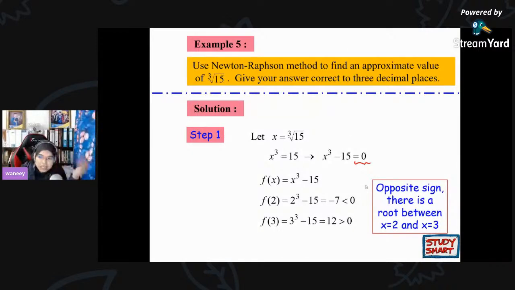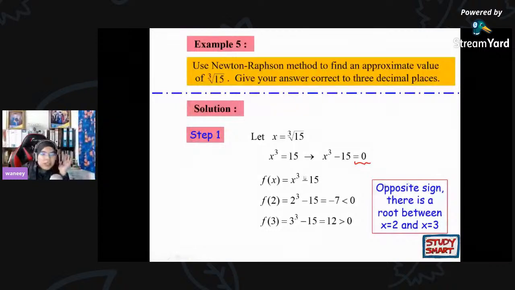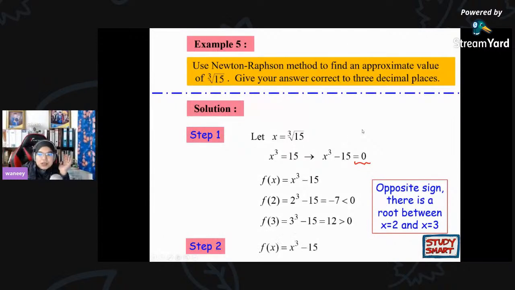Okay, after that, what you need to do is find the derivative of your function f(x). So f(x) is equal to x cubed minus 15. What about f prime? F prime is actually 3x squared. Okay, so I do know f(x), I do know f prime. The third step, I need to know what is my initial value.